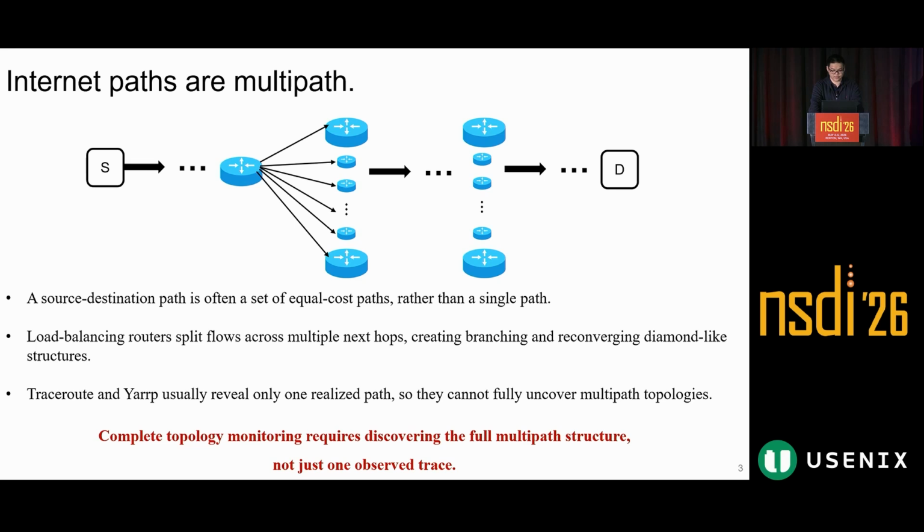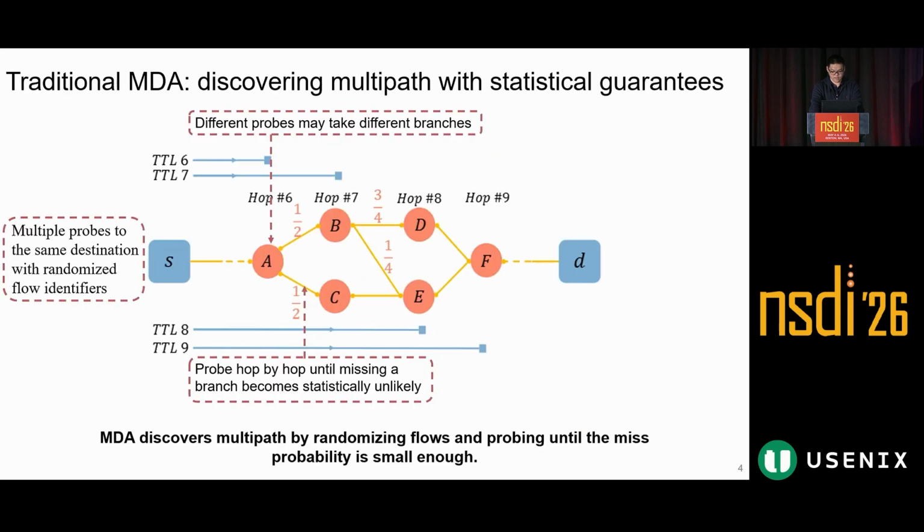Traditional tools such as traceroute and even faster probing tools like YARP usually reveal only one realized path at a time. So if our goal is complete topology monitoring, we must discover the whole multipath structure, not just one observed trace. This naturally leads to the next question: how can we systematically uncover these hidden branches? The answer is the multipath detection algorithm, MDA.